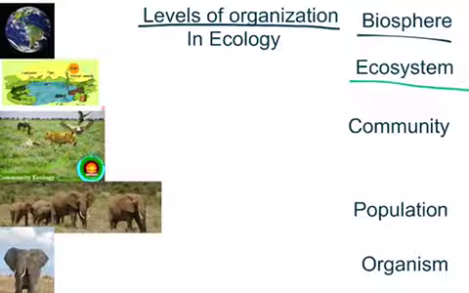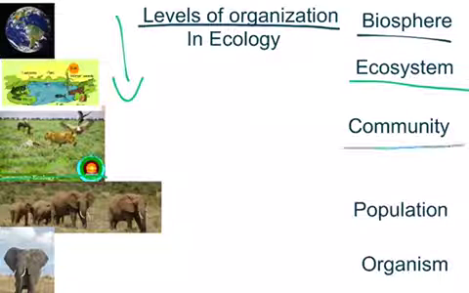Now moving down the levels of organization, next we come to community. And a community is the interactions of all species. So that's why in community ecology, we talk about predation, we talk about competition, we talk about symbiosis: parasitism, mutualism, commensalism. Those are all different interactions that species will have with each other in a community, okay?